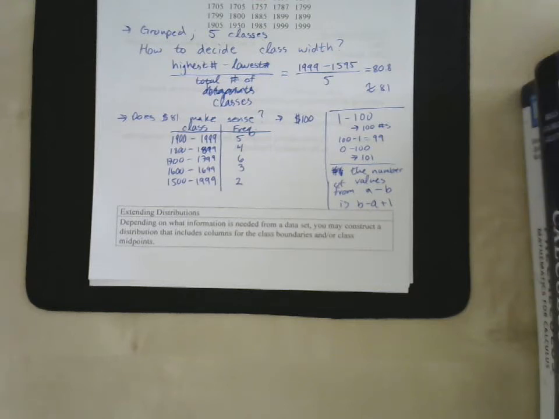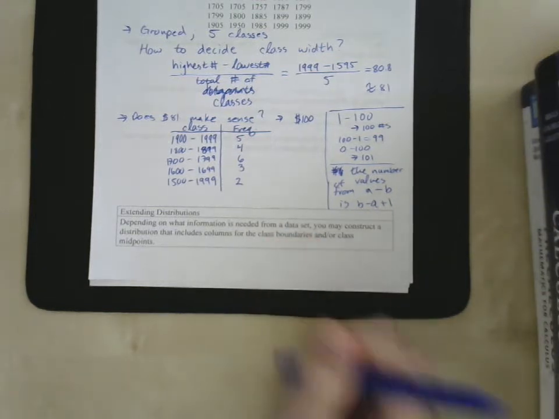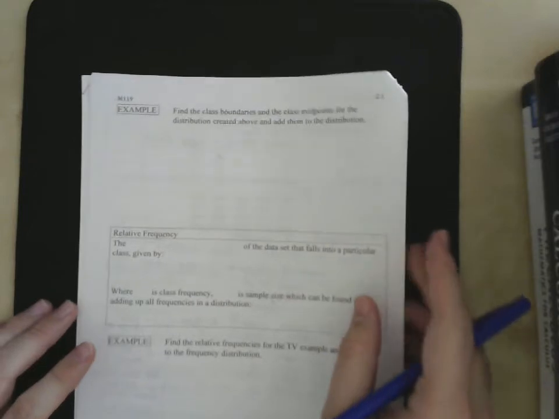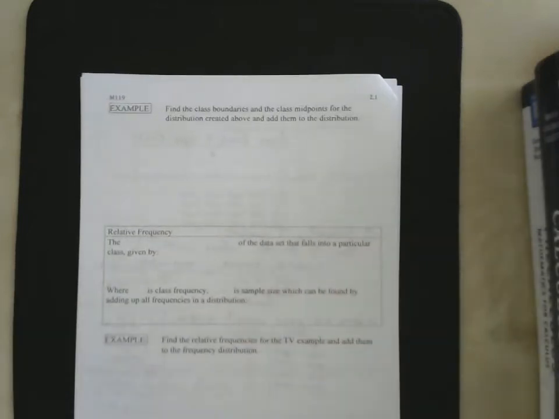Okay, so we're back here in 2.1. We've just finished up talking about extended distributions. So we're going to continue on. And our next example is to find the class boundaries and the class midpoints for the distribution that we created. It says above, but it's on the last page, our TV distribution.